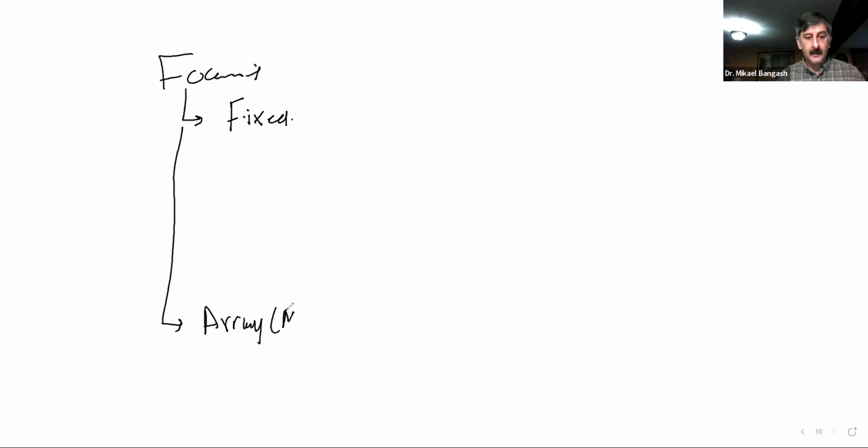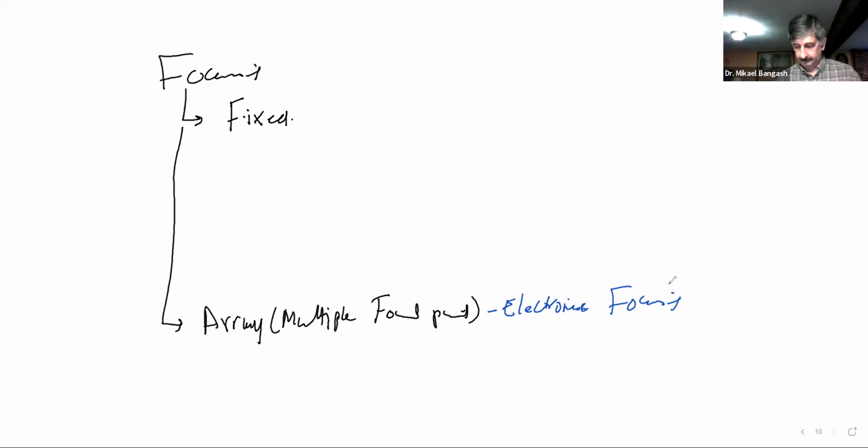But which mainly will mean that we have multiple focal points. And this type of focusing here is what we'll call electronic. So this is going to be an electronic focusing. Is that clear?